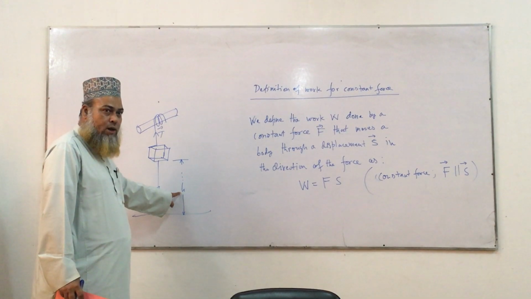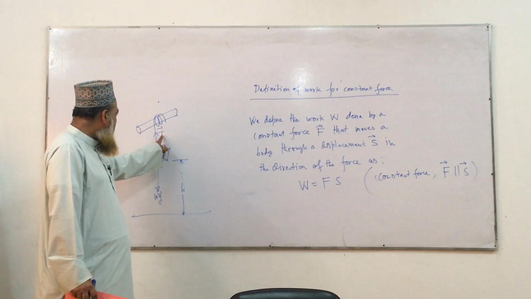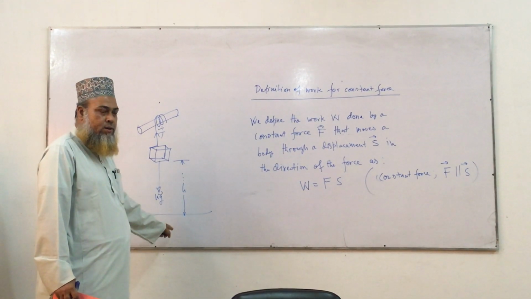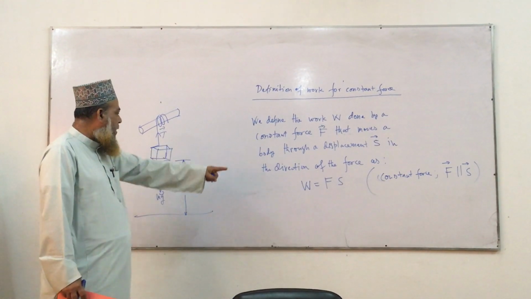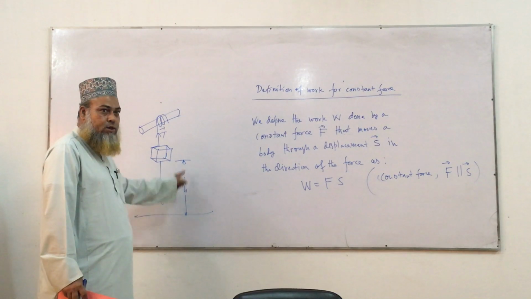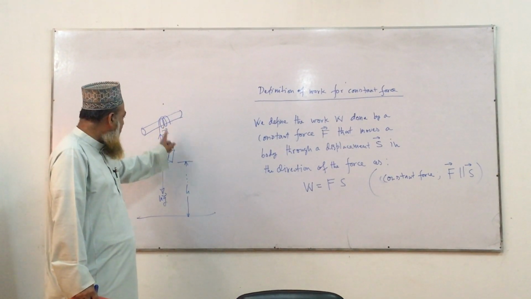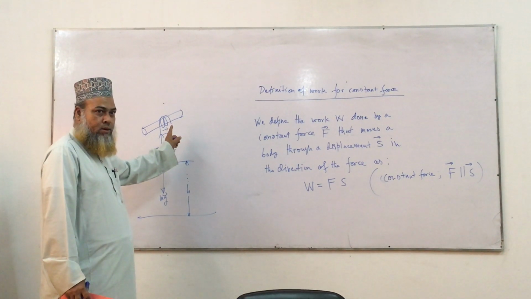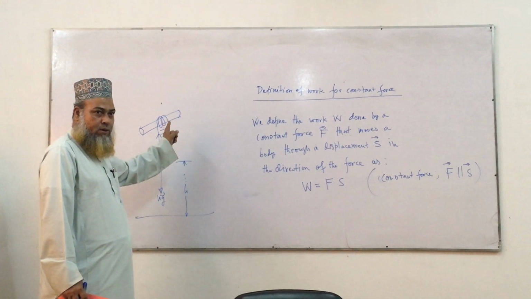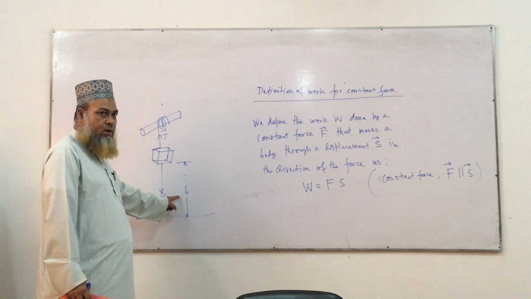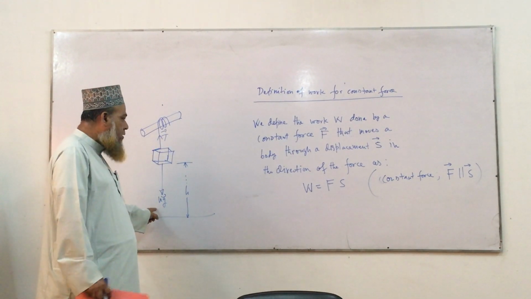How much work is done? T multiplied by h. H is the displacement here, and that is parallel. T is upward, h is upward. T and h are parallel. So the work will be T multiplied by h. And you can write T equals mg.